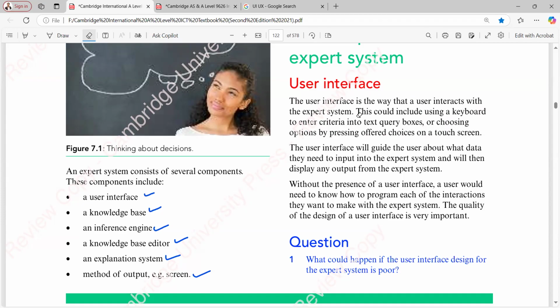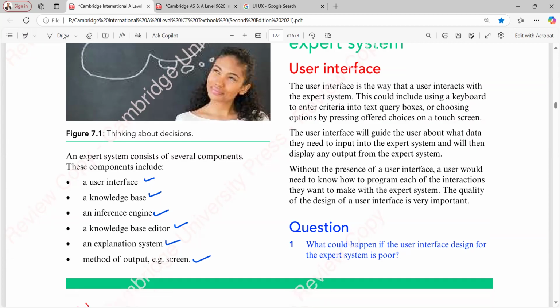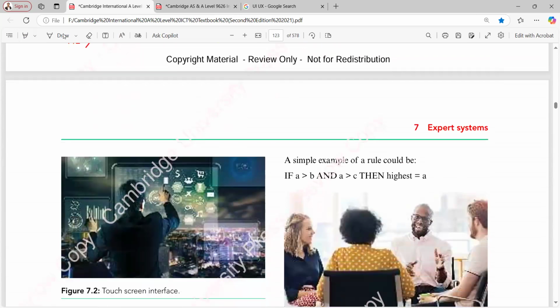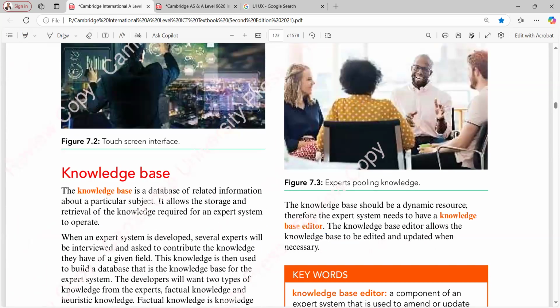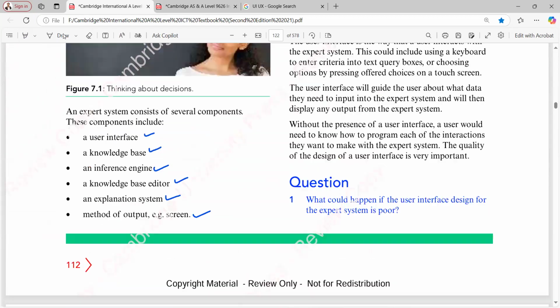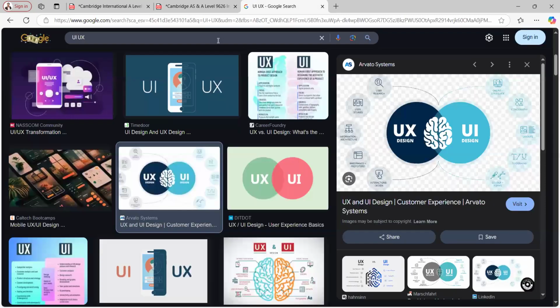The user interface will guide the user about what data they need to input into the expert system, and it will then display any output from the expert system. Without the presence of a user interface, a user would need to know how these interactions work.